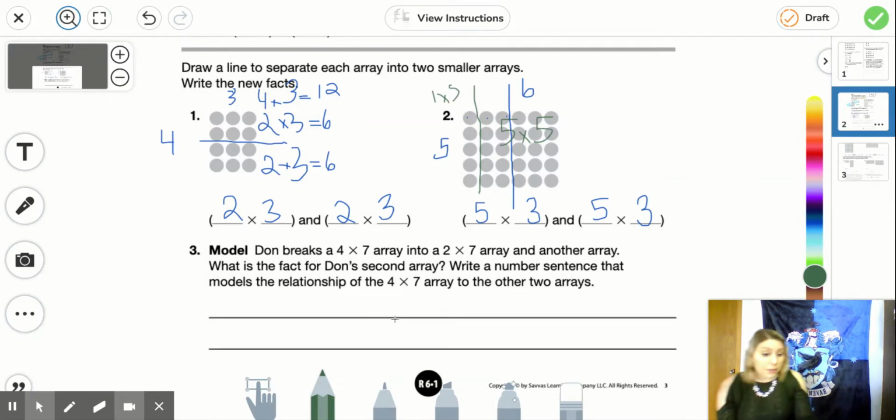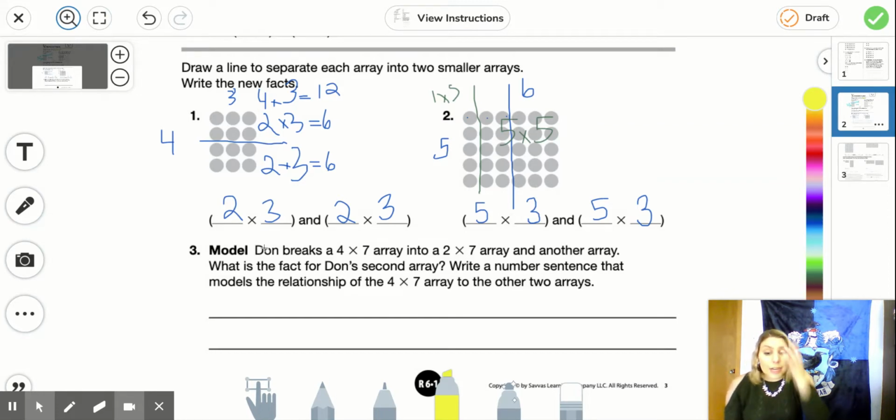So let's look at number 3. This one is a little bit trickier because it's a word problem. And remember, you can pause this video and rewatch, rewind, whatever you need to do as many times as you want. Sometimes it takes us more than once to learn a new strategy like this, and that's okay.